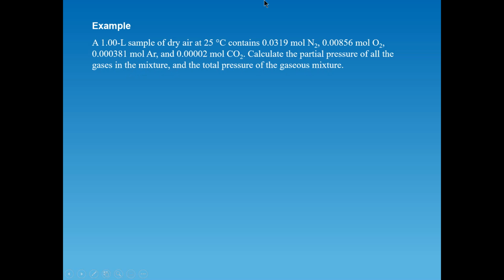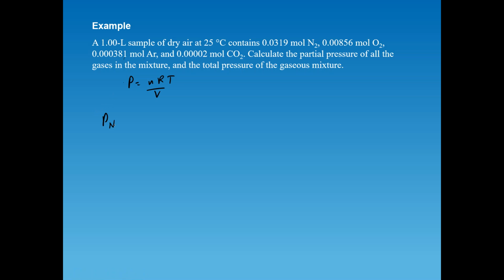So basically, what you need to do, let me go to my pen function here, is firstly determine the partial pressure of each gas. So the equation we're going to use is P is equal to nRT over V, and this is the equation we're going to use for each gas. So let's start with nitrogen.